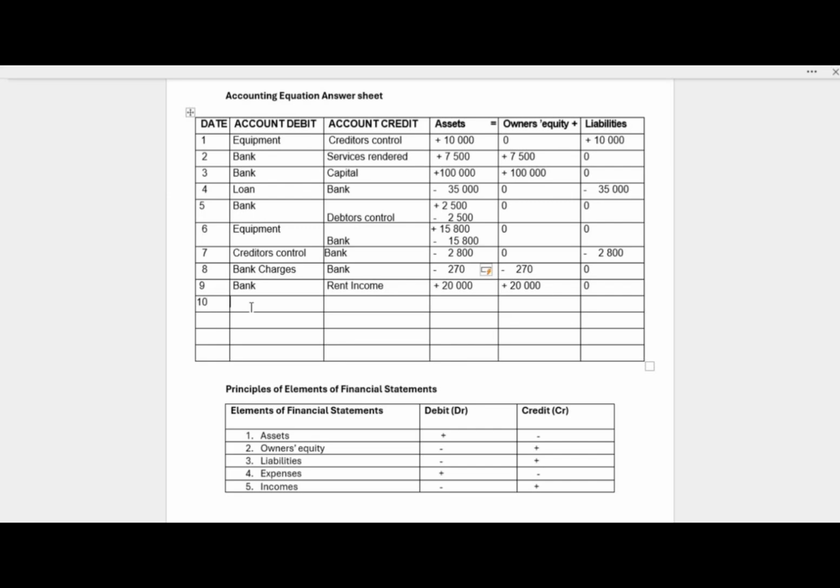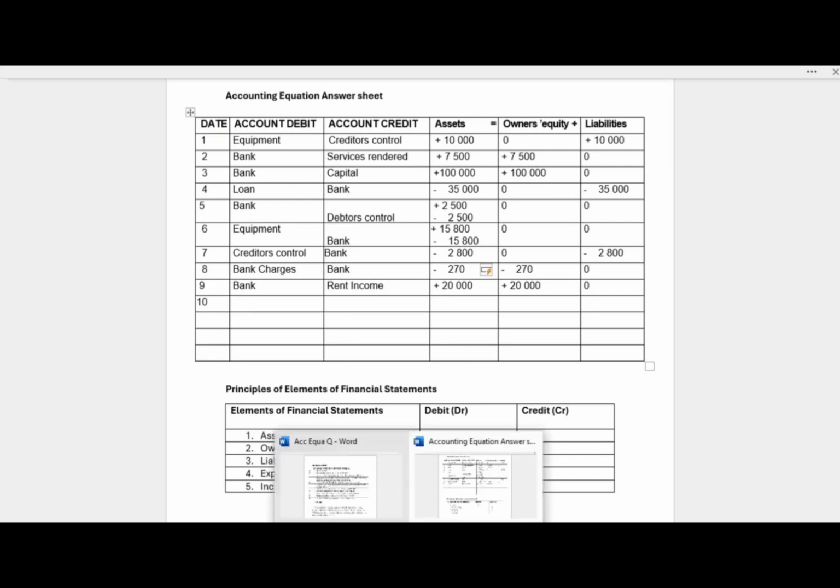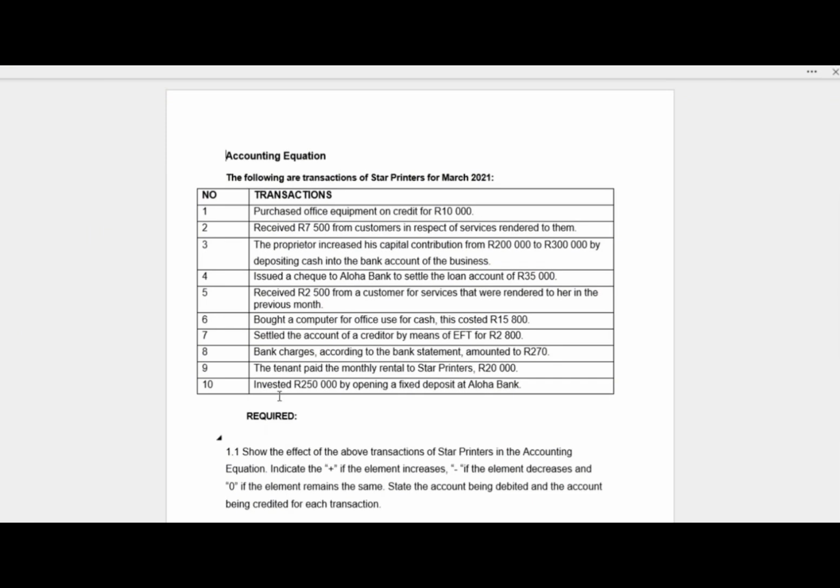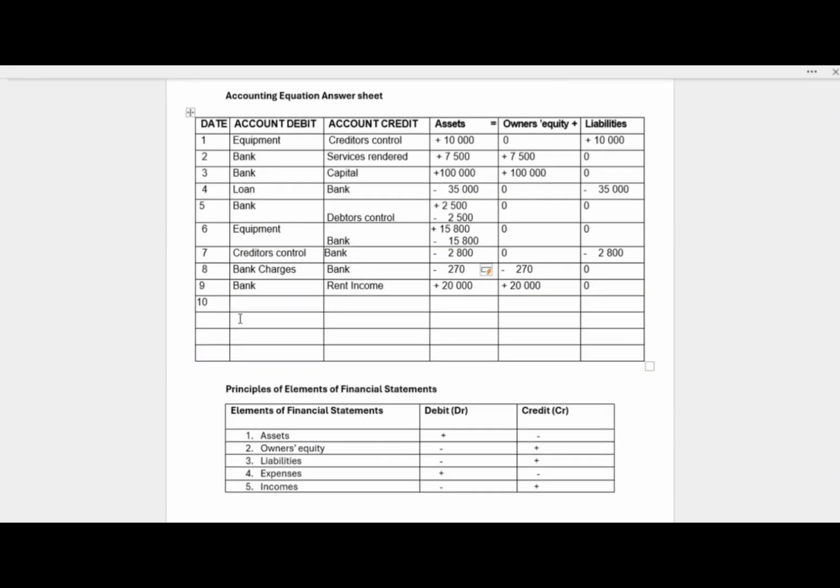Transaction number 10 says invested 250,000 by opening a fixed deposit at Aloha Bank. So you have invested money. So two accounts affected here are bank and fixed deposit. The type of investment you've made is fixed deposit. So how do you record this? These are two assets as well.